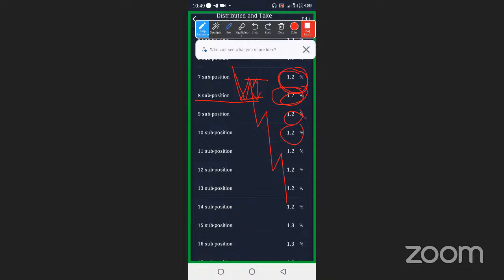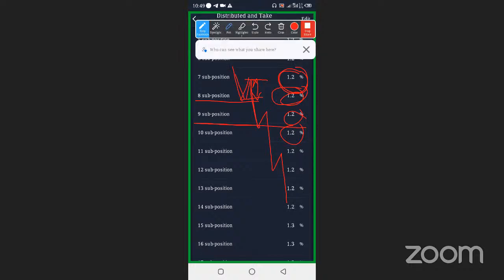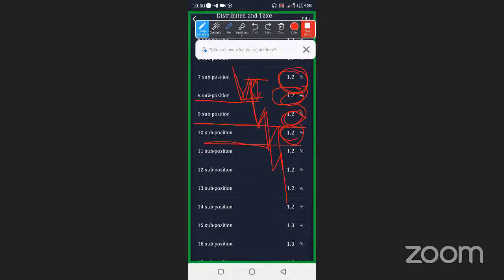Then if it dips again to the 9th call or to the 9th sub position, the robot again buys. Should it again pretend to be going up or retrace at this percentage here of 1.2, it will sell. Then again, it dips to the 10th call, retraces, dips. So at every point of dipping and retracement, you are closing in profit.